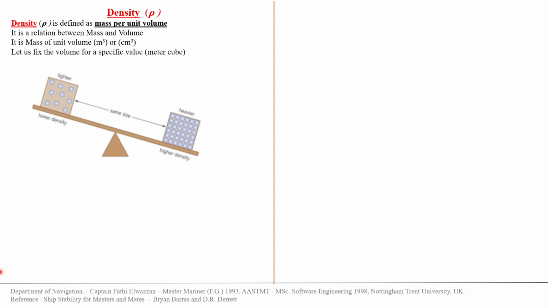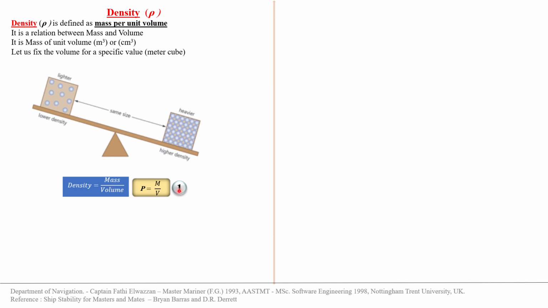What if we fix the volume? The equation is general for any volume. Here is the equation. Whatever the mass and whatever the volume, I can calculate the density. But if we fix the volume to 1 meter cube, that means density will equal the mass. You can say rho equals m over v. This is the first equation.